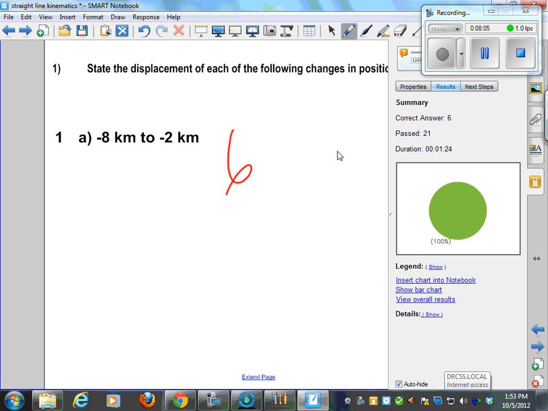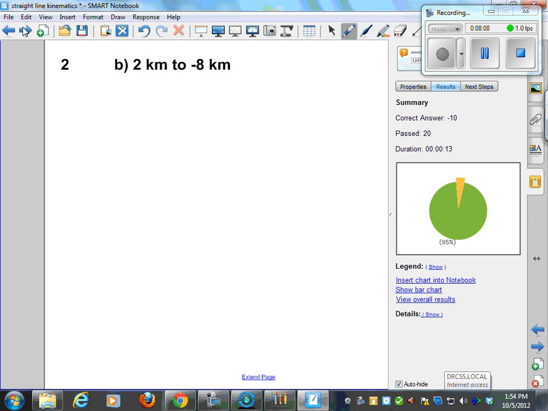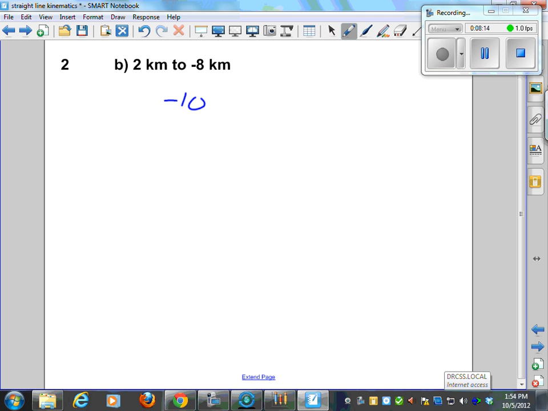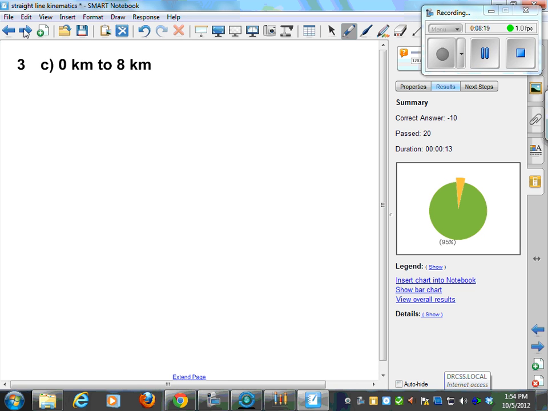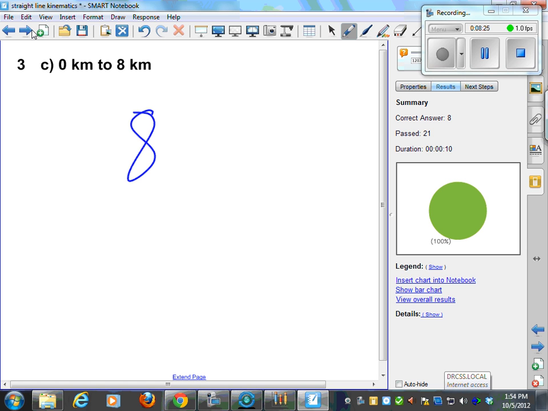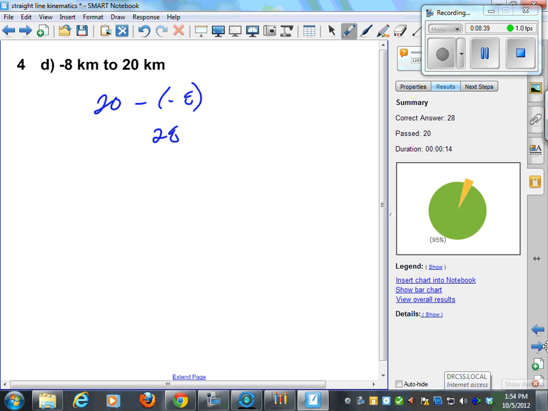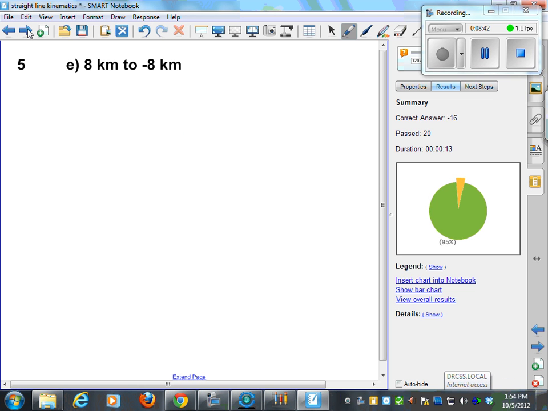See, I told you guys could do this. Almost 100% from 2 to minus 8 is? Negative. We're moving left, minus 10, right? From 0 to 8, moving to the right, 8. From minus 8 to 20, we're moving forward, positive 28. If you're doing the math, it would be 20 minus 8. From 8 to minus 8, we're moving to the left, minus 16.